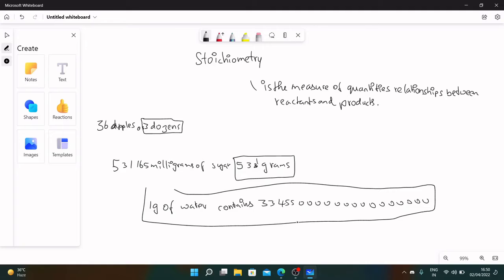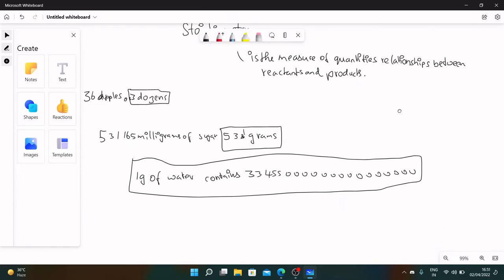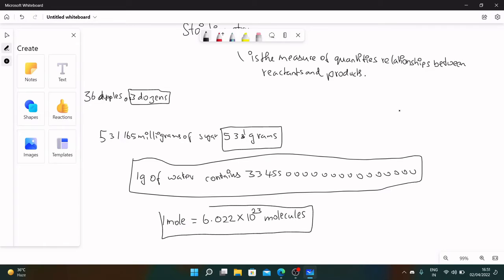Atoms are really small, so we can't keep writing such huge numbers every time, which is why we have moles. Mole is like saying 1 mole is these many particles, so that you don't have to write this huge number. To get the exact figure, 1 mole contains 6.022 times 10 to the power of 23 molecules. That's 1 mole.